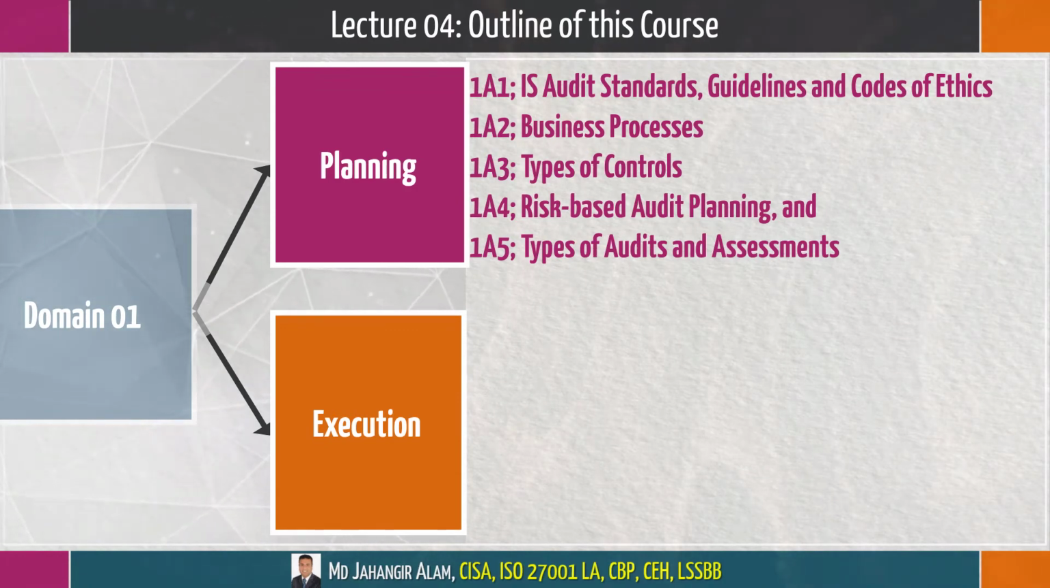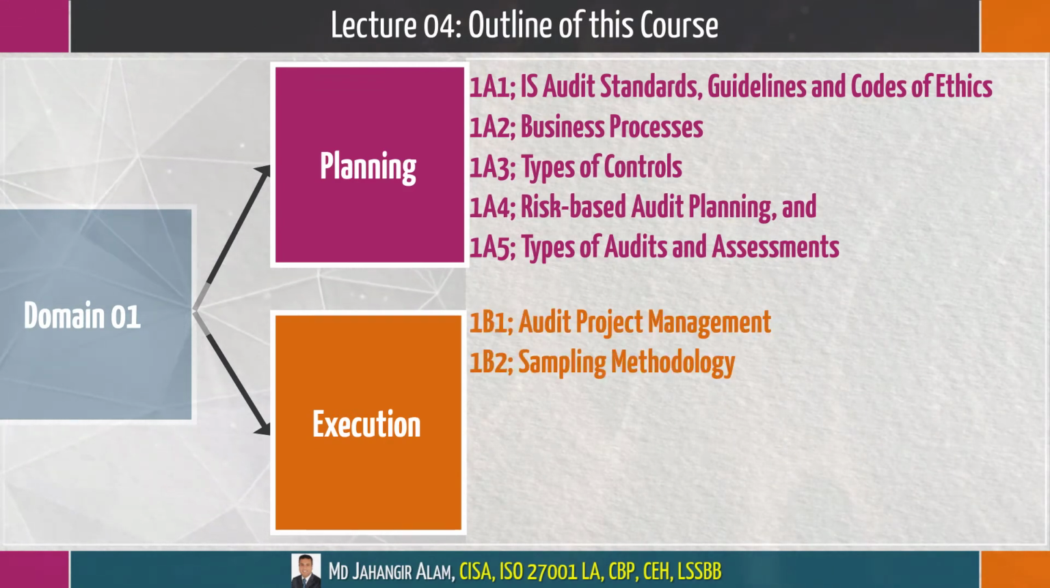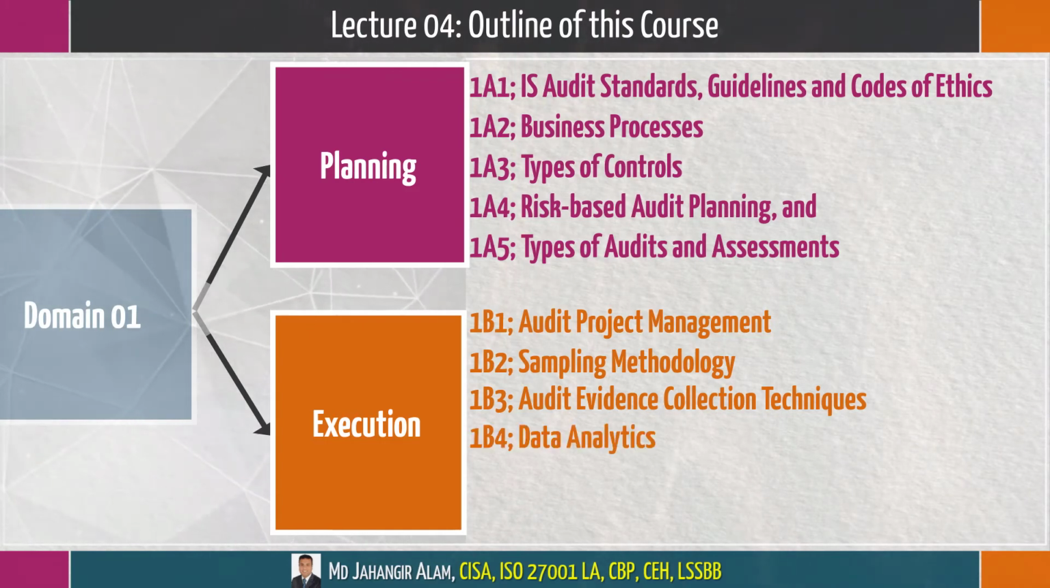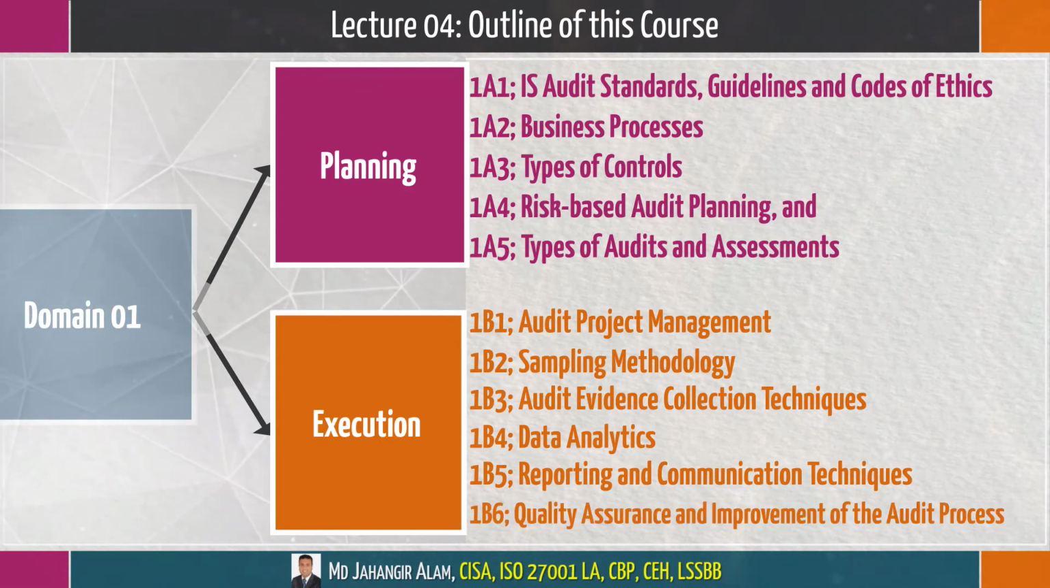For Part 2, Execution, we will be discussing the following sections in the following order. 1B1, Audit Project Management. 1B2, Sampling Methodology. 1B3, Audit Evidence Collection Techniques. 1B4, Data Analytics. 1B5, Reporting and Communication Techniques. And 1B6, Quality Assurance and Improvement of the Audit Process.